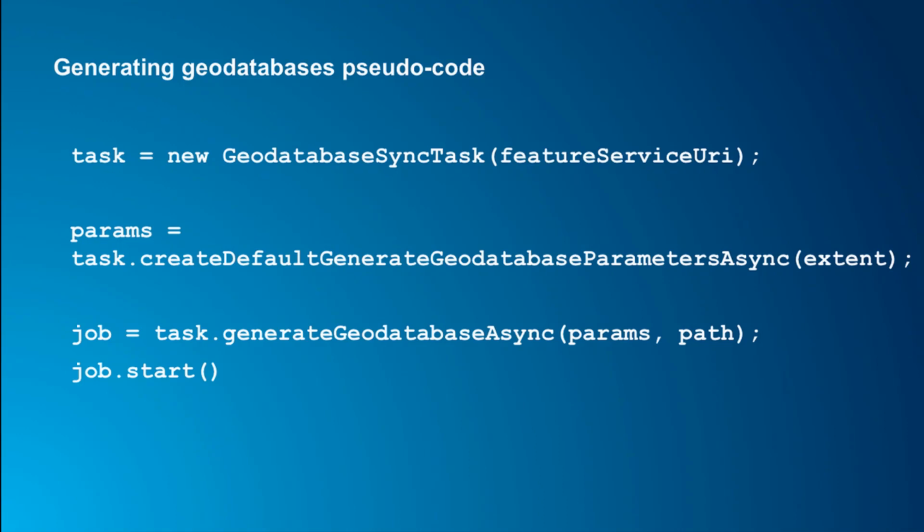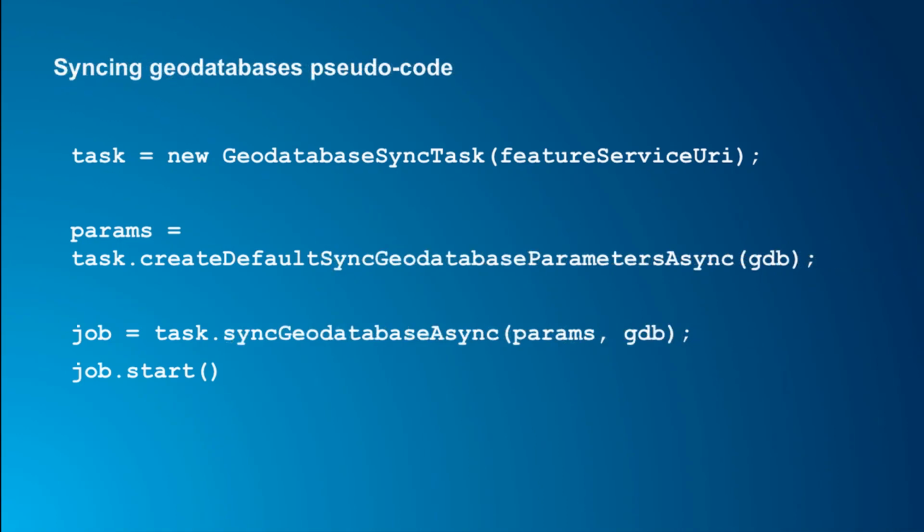So create the task, load it, create the parameters, and then you call the generate geodatabase method, and that returns you a job, and then you start that job, and that allows you to monitor the status of that job, and the job will return and give you the result, which is a geodatabase at the end of it. So that's how you work with the geodatabase sync task in terms of generating geodatabases.